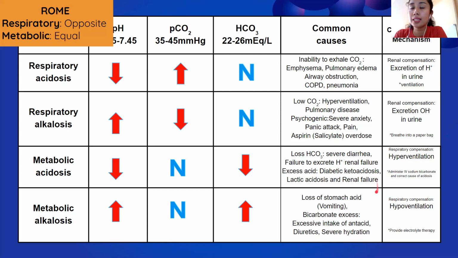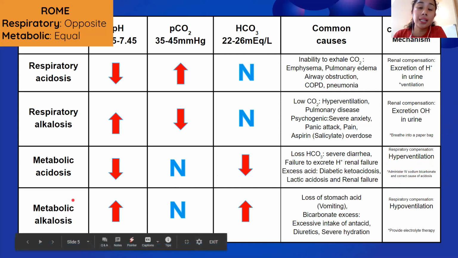And if not, class, sa hospital, we could administer IV sodium bicarbonate and correct the cause of acidosis. Kung may diabetic ketoacidosis yung patient, bigyan na natin ng insulin. Yan. Next class, metabolic alkalosis.